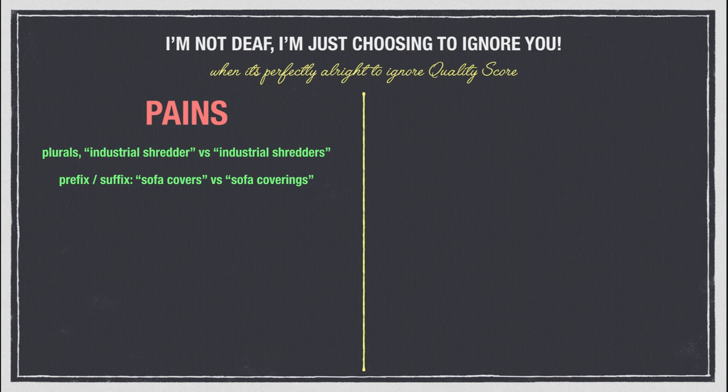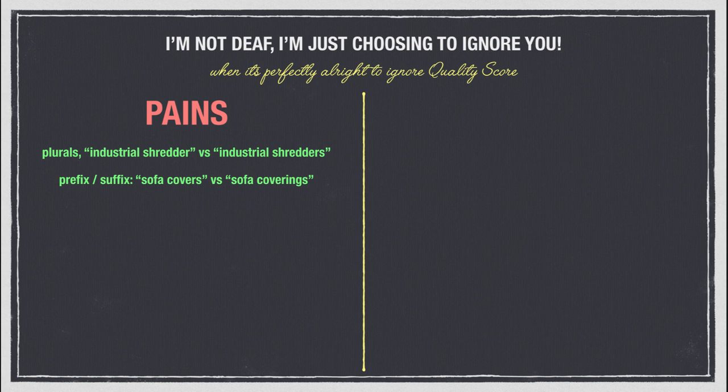Sometimes the plural version of a keyword will have half the quality score of the singular version of that keyword in the same ad group. There's no logical reason why that should be the case. Sometimes adding a prefix or a suffix to a word changes the quality score dramatically, like sofa covers and sofa coverings. These instances and others that have no rhyme or reason can be very frustrating as you continuously try and fail to optimize for quality score. In these cases, you should try a few tests, and if you don't see any positive results, just walk away. Whether or not that means removing the troublesome keyword is a question that needs to be addressed on a case-by-case basis.